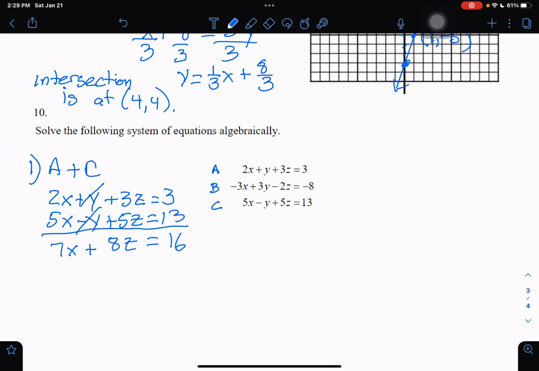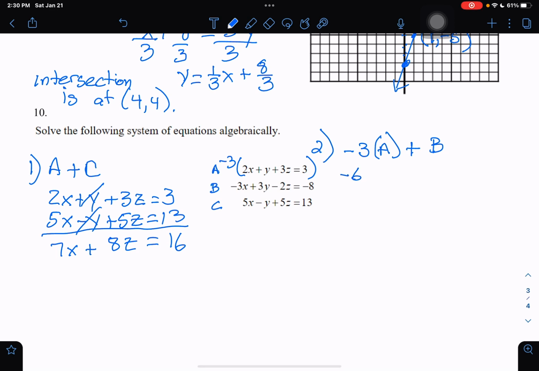Okay, so now I'm going to look at A and B. You could do any of them. I'm going to do A and B. But I'm going to have to multiply by negative 3. So I'm going to take negative 3 and multiply it times the A equation, and then I'm going to add the B equation. So I'm going to multiply this one by negative 3. So this is my second step.